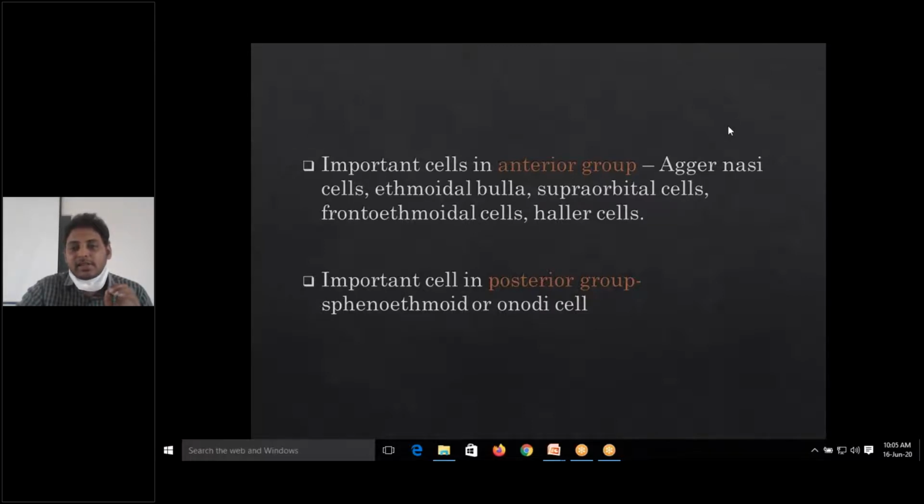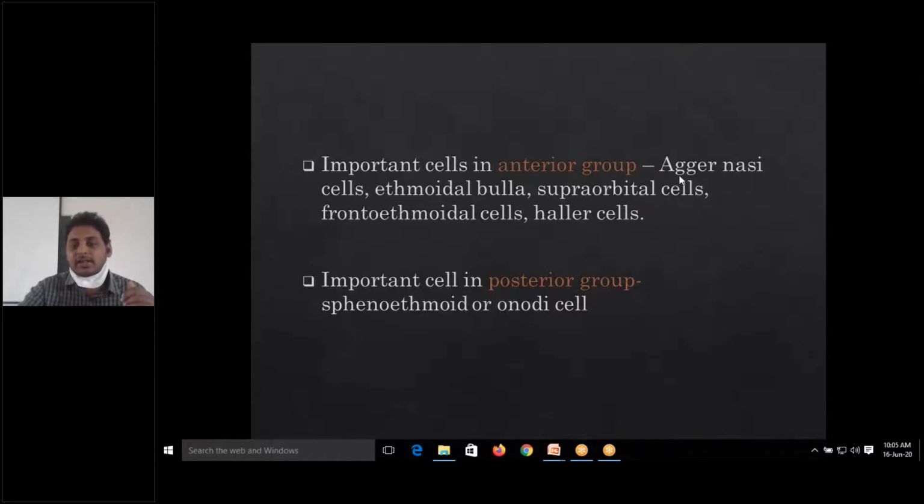The cell which pneumatizes into the lacrimal bone is known as Agger nasi cell. Another clinical or MCQ point of view is that the lacrimal bone is somewhat anterosuperior to the ethmoid sinus. So which cell is the most anterior ethmoid cell? They may give options like Agger nasi, Haller cell, frontal ethmoidal cell, or Onodi cell. Here the answer should be Agger nasi cell. Okay, this is from an MCQ point of view.